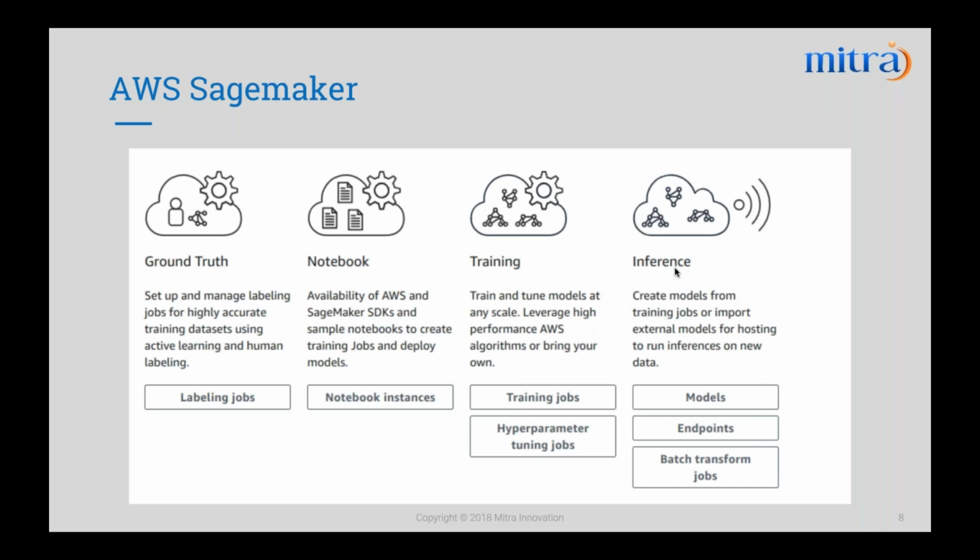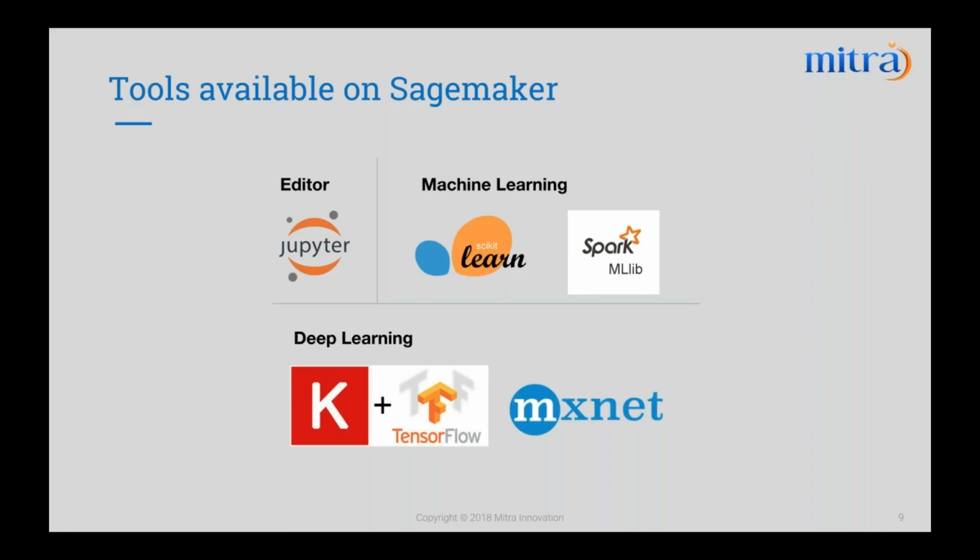So in Ground Truth, what we can do is simply upload the dataset and ask the humans and the machines, combined, to label the whole dataset. So these are a set of curated features which are offered by SageMaker. And let's also look into what are the tools which are used in SageMaker.